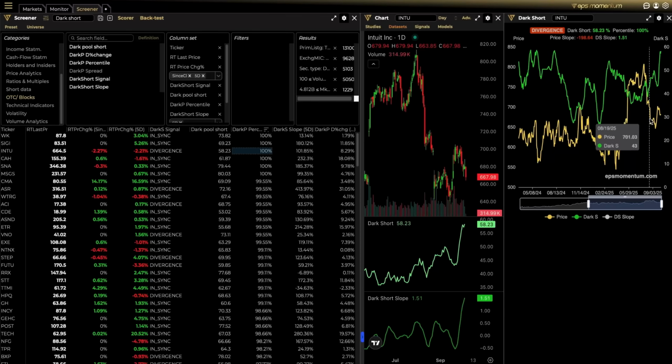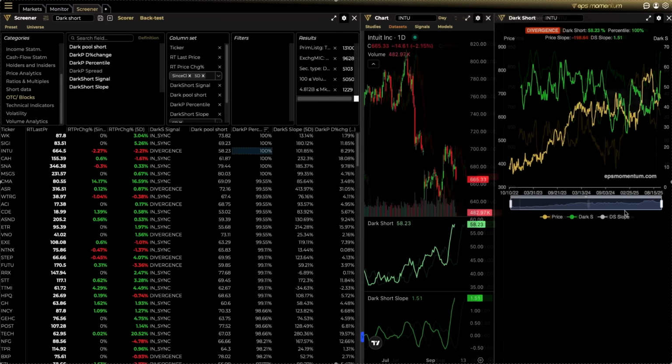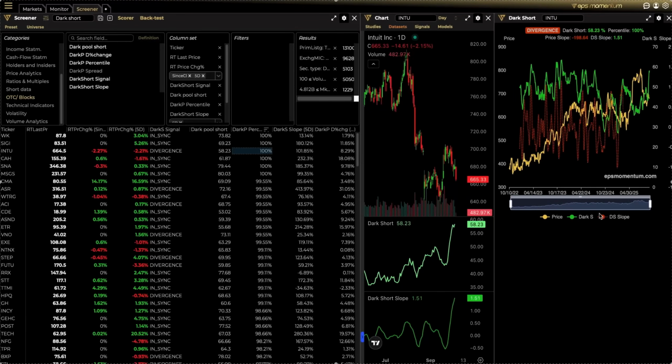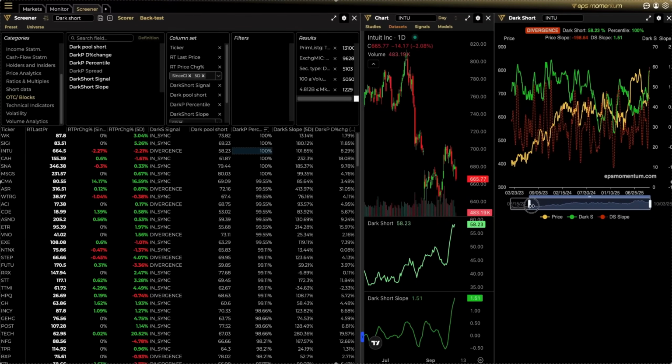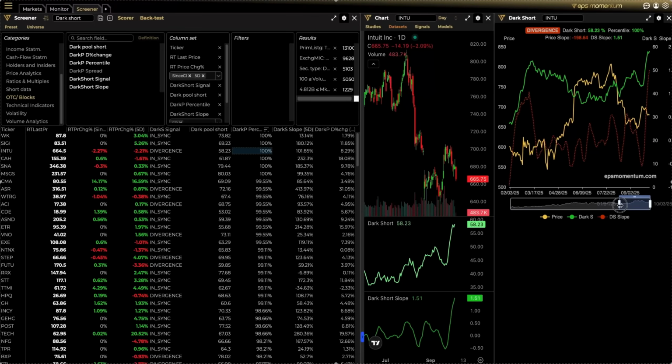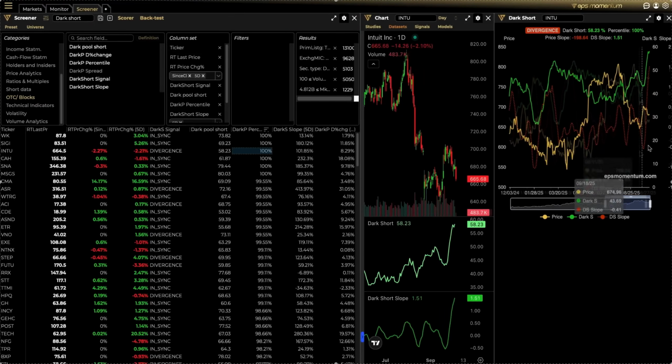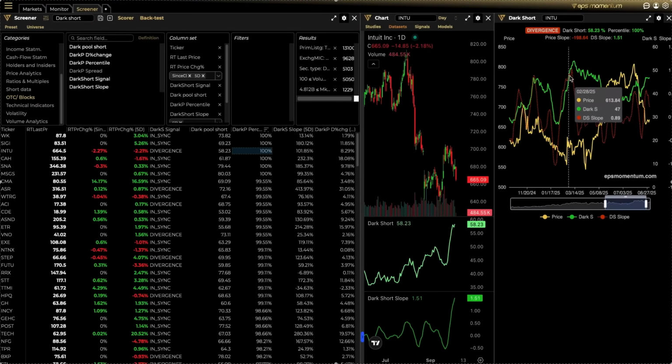It shows that while the price is still moving down, institutional activity is increasing, which may indicate accumulation before a bounce. Now, let's talk about the dark short slope. The dark short slope indicates the slope of dark short activity over 5 or 10 days. It acts as a leading indicator, often signaling changes before the actual price or volume moves.